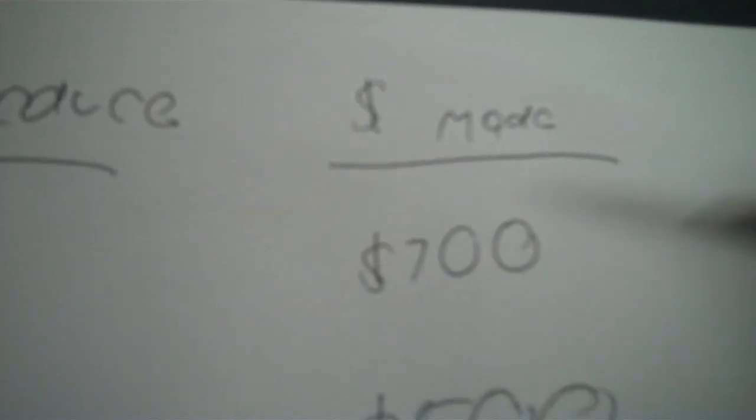Well, you take the money you made minus your cost to produce them. So you really just made 400. You didn't make 700. You made 400.